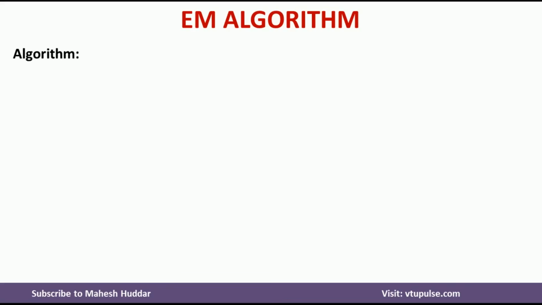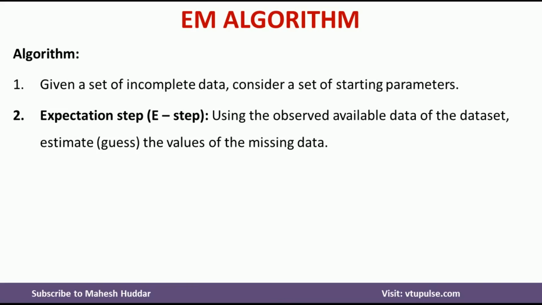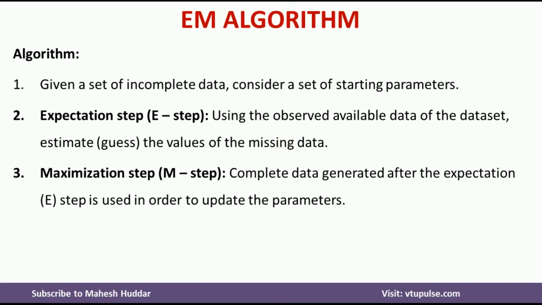The brief algorithm is, in the first step, given a set of incomplete data, consider the set of static parameters. Second step, that is expectation step, using the observed available data of the dataset, estimate the values of the missing data. Step 3, that is maximization step, complete data generated after the expectation step is used in order to update the parameters. In fourth step, we will check whether the parameters have converged. If not, step 2 and step 3 are repeated until convergence.